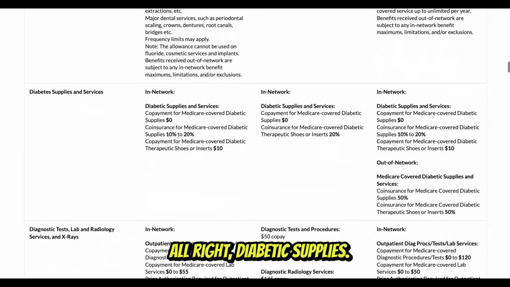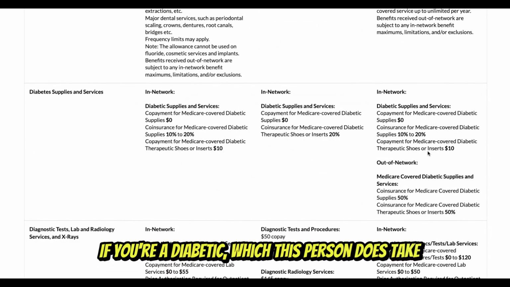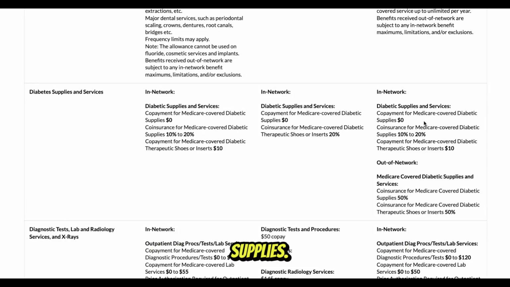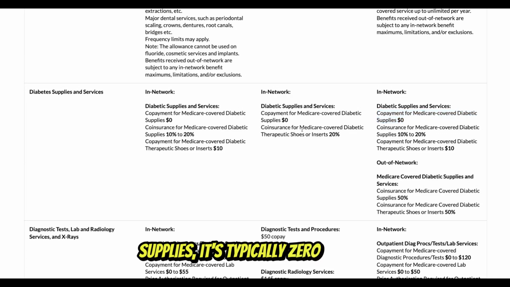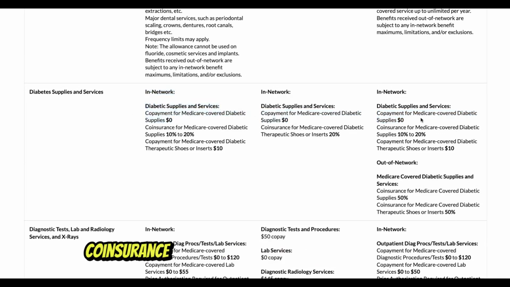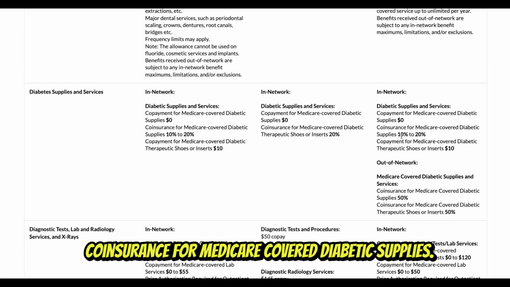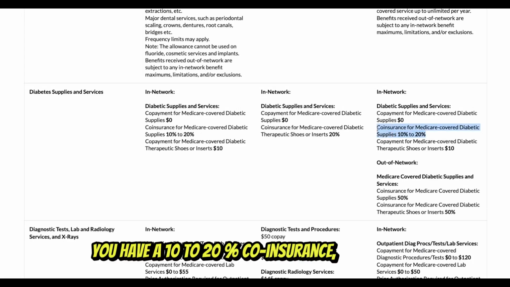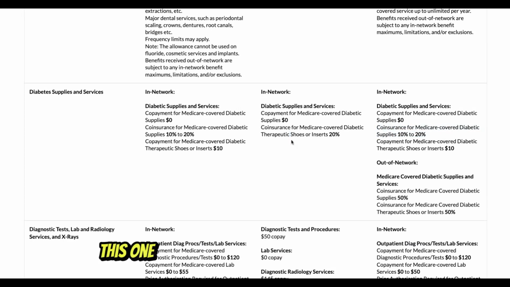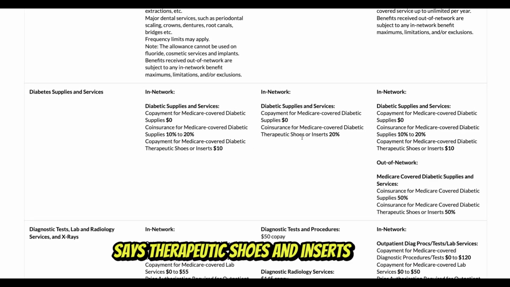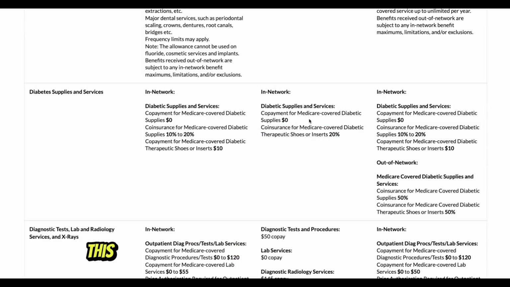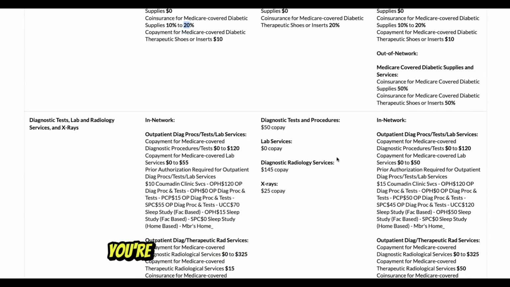All right, diabetic supplies. If you're a diabetic, which this person does take metformin, then maybe they have some diabetic supplies. This program, if it's Medicare covered diabetic supplies, it's typically $0. That's great. Coinsurance for Medicare covered diabetic supplies. You have a 10 to 20% coinsurance, 20% on this one. This one has better diabetic coverage because it says therapeutic shoes and inserts is 20%. Everything else is 0. This one does have some stuff in here that would be 10 to 20%. This one as well. You're just comparing the options.